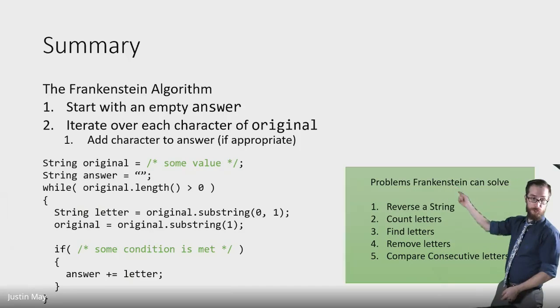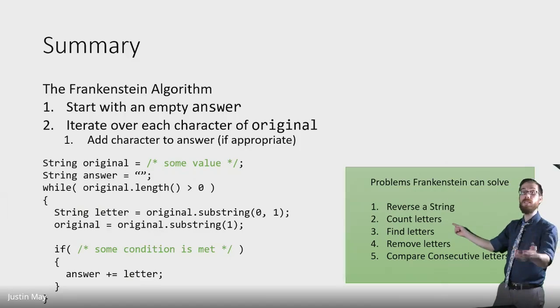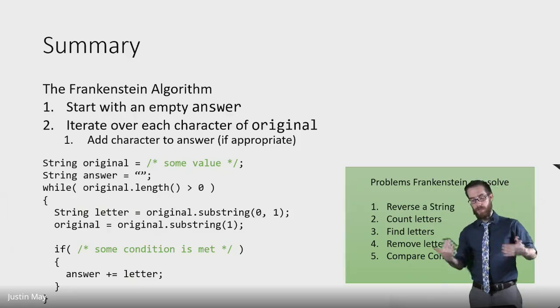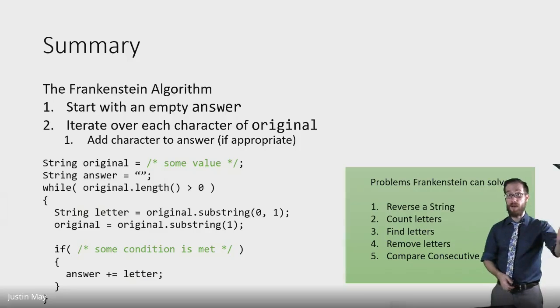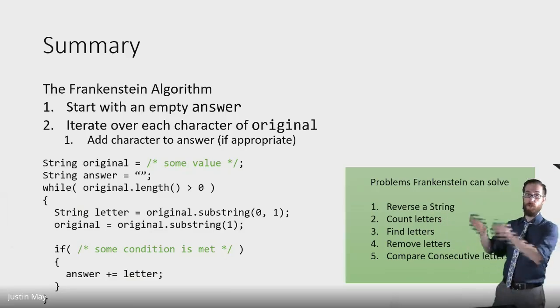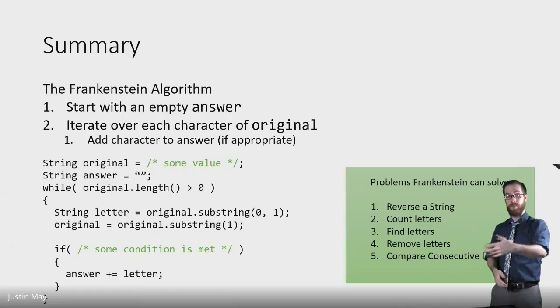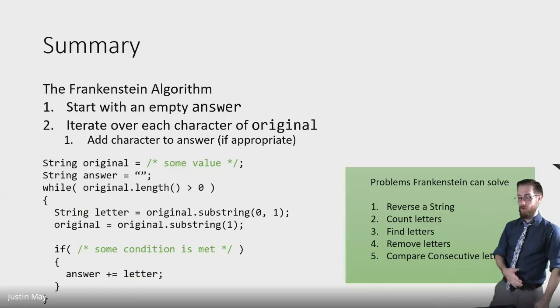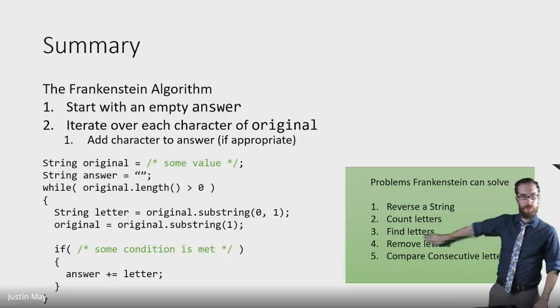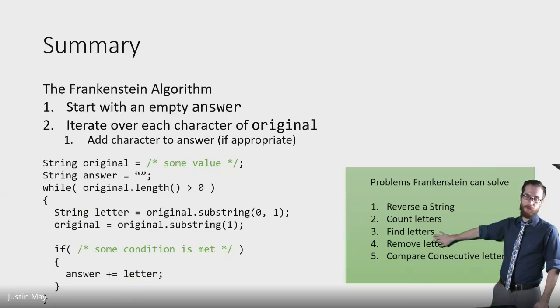So reversing a string, we saw how to do that. Counting letters. Of course you could just use dot length to count how many letters are in a string. But what if you only wanted to count particular letters? What if you only wanted to count how many vowels this string has? How many punctuation marks? How many consonants? That's what you can use Frankenstein for. Look at every letter. Is it what you're trying to count? If it is, count it. Finding letters. Does this string contain a particular letter? Of course, you could use index of to solve that, but maybe there's reasons why you want to use Frankenstein to do that, because index of isn't quite robust enough for you.